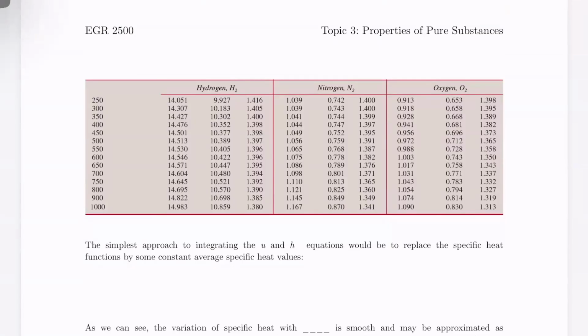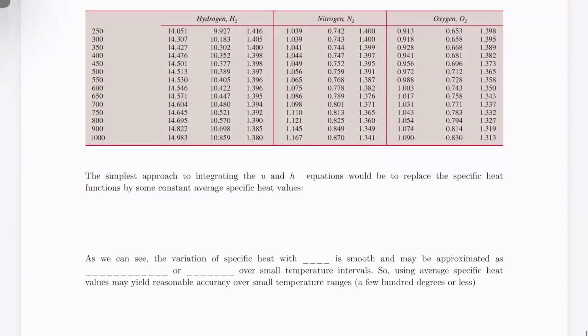And so the simplest approach that we can do to integrating those equations for U and H would be to replace the specific heat functions by some constant average of the specific heat values. So essentially what we do is we write that U2 minus U1 is equal to the integral from T1 to T2 of CV dT, which we will just call CV average times T2 minus T1.